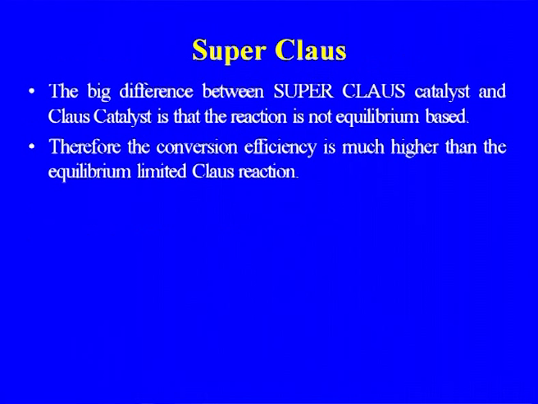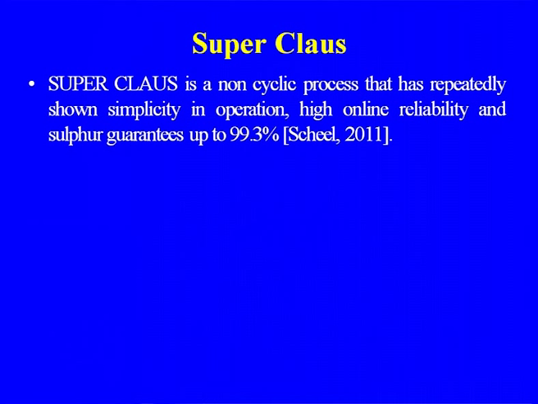Super Claus, the big difference between the Super Claus catalyst and the Claus catalyst is that the reaction is not equilibrium based. Therefore, the conversion efficiency is much higher than the equilibrium limited Claus reaction. Another feature of the Super Claus process: Super Claus is a non-cyclic process that has repeatedly shown simplicity in operation, high online reliability, and sulfur guarantees up to 99.3%.